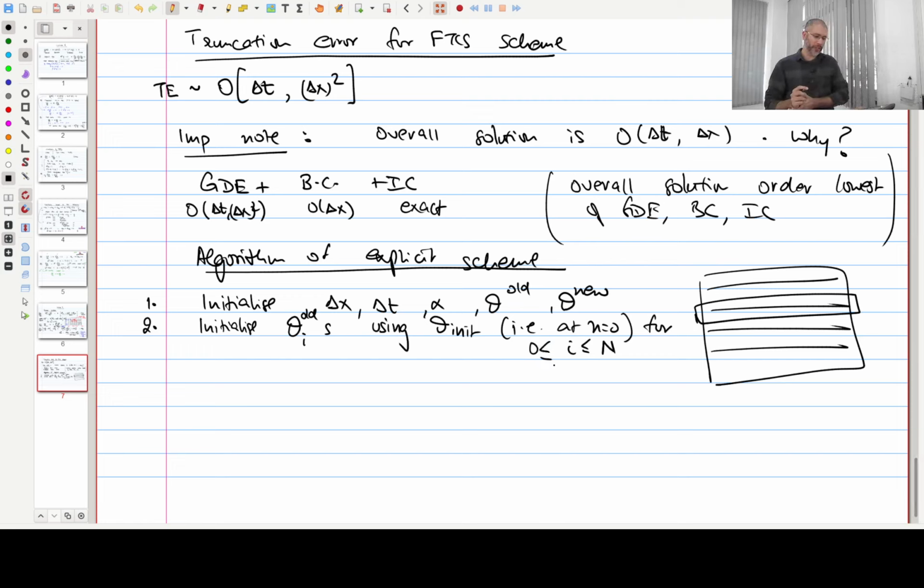Then we initialize all the theta i's. That is the old theta. To start with, we have some information about the initial theta. That's what we call the old theta i for all points, including the boundary, because the initial condition is known for all points, interior and boundary.